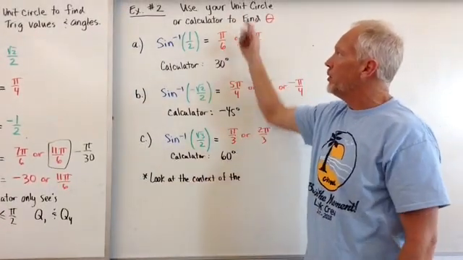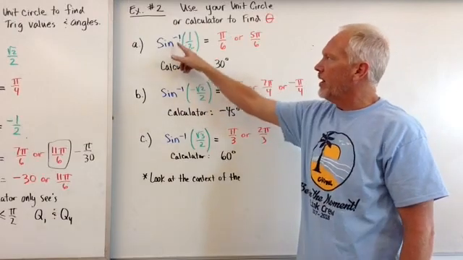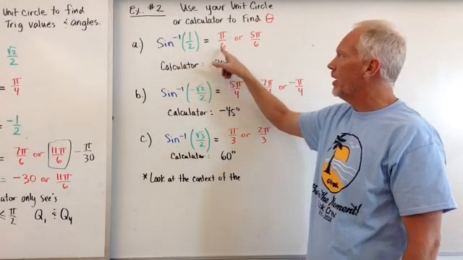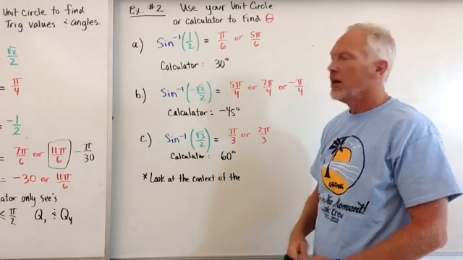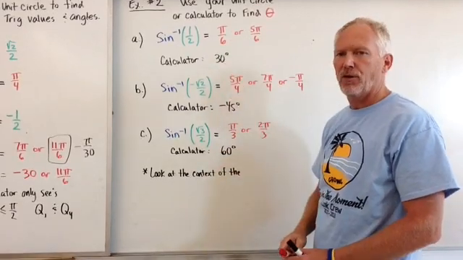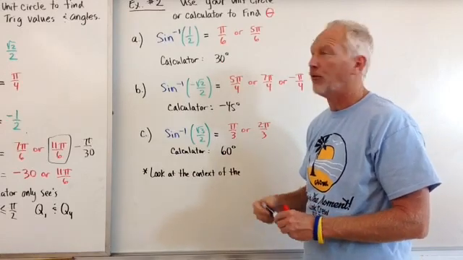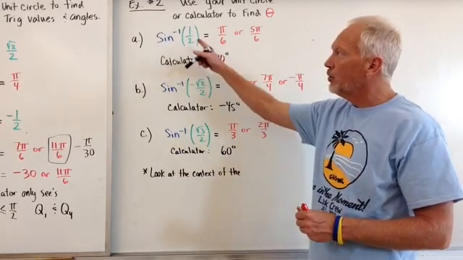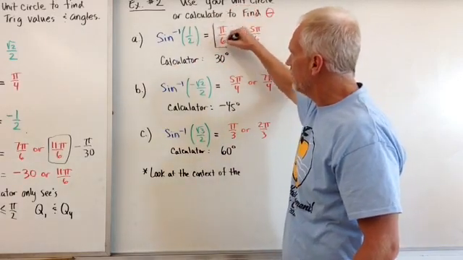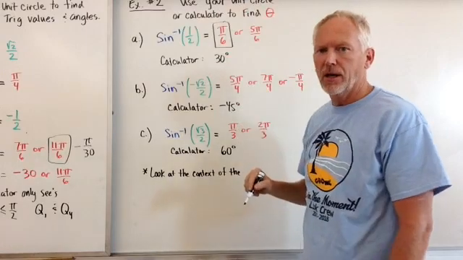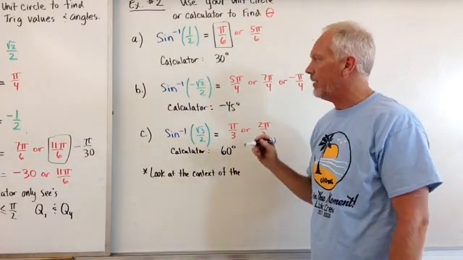Now, example number 2. Use your unit circle to find theta. Sine inverse of 1/2. Well, you get pi over 6 or 5 pi over 6 if you use your unit circle, but your calculator is only going to give you 30 degrees. Which one's more right? Well, it depends on what you're looking for. But the true value of the inverse would be pi over 6 or 30 degrees.